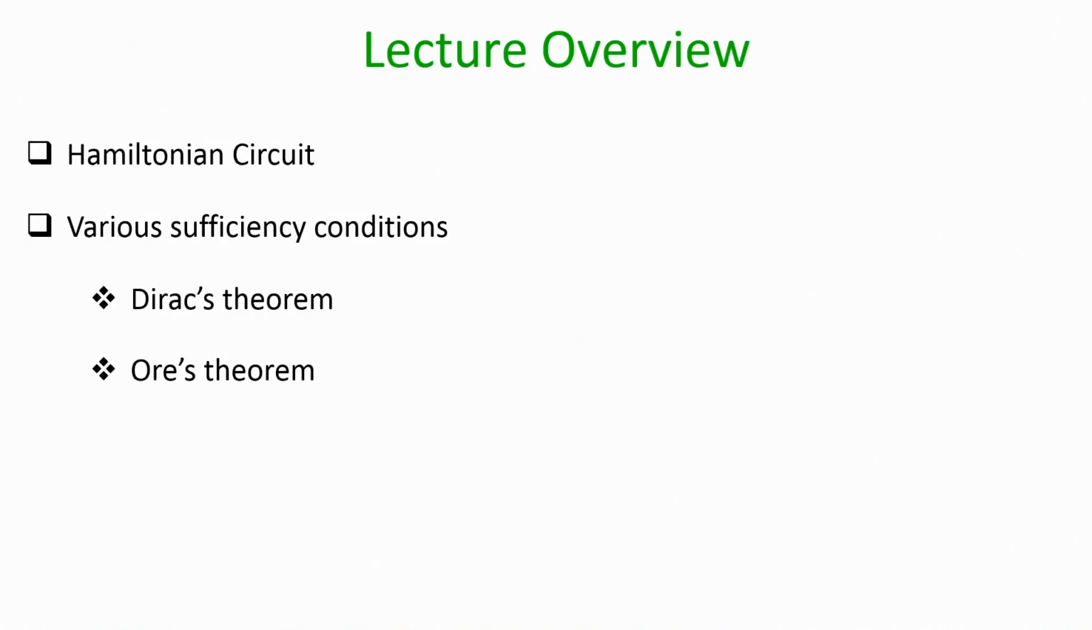The plan for this lecture is as follows. In this lecture we will discuss Hamiltonian circuits, and we will discuss some sufficiency conditions for the existence of a Hamiltonian circuit in a graph, namely Dirac's theorem and Ore's theorem.